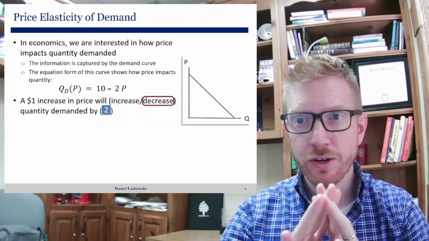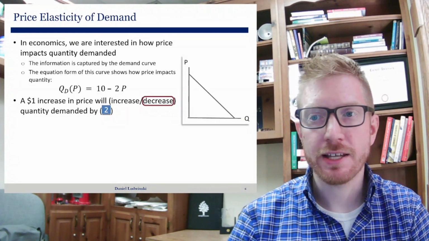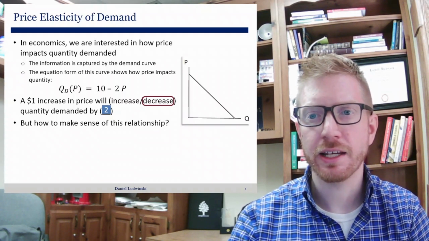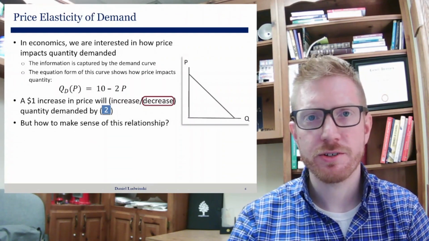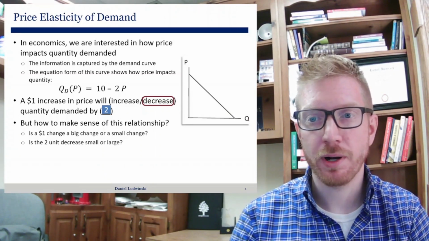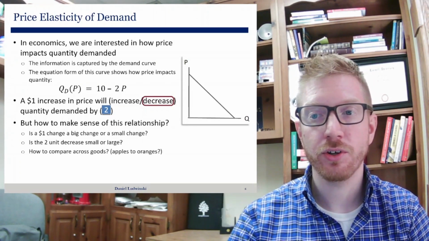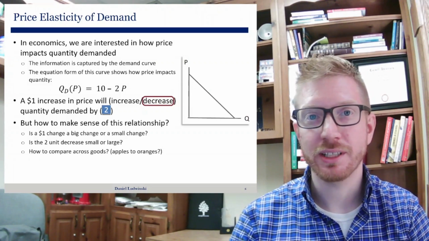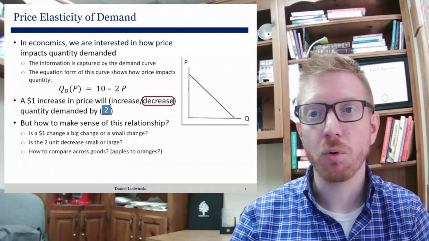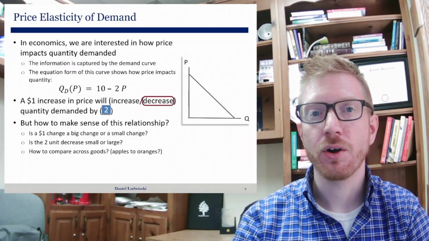So we already know something about responsiveness through the demand curve, but what we're going to be doing with elasticity is trying to make more sense of this relationship in terms of understanding, is the $1 change big or small? Is the 2-unit change a big or small response? And what we're going to want to be able to do is make comparisons across goods and across markets. In essence, be able to compare an apple market to an orange market and talk about which is responding more, or more sensitive to price changes, or the term we're introducing here, more elastic.